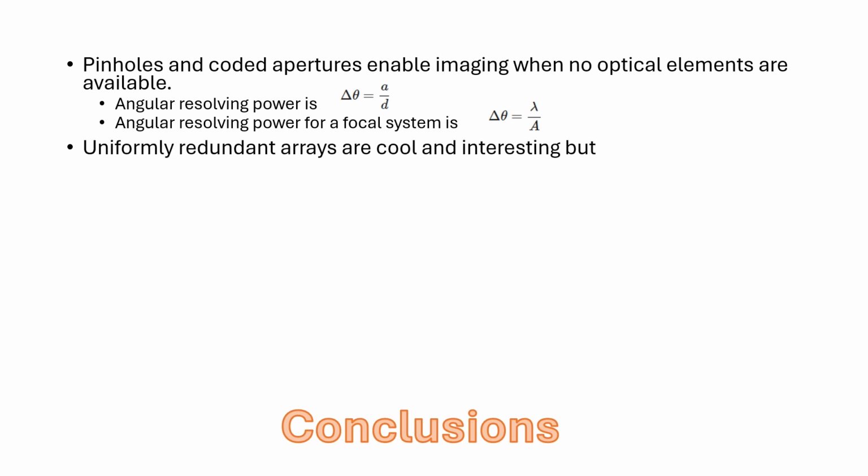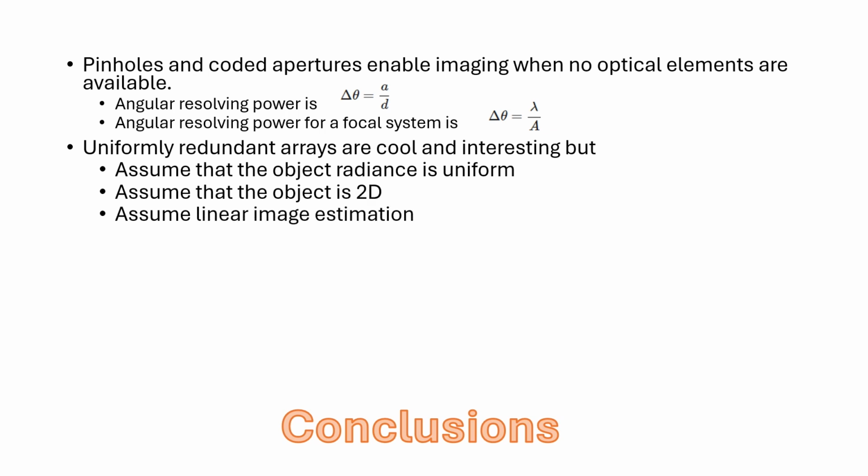Uniformly redundant arrays are very cool, very interesting kind of coding elements. It gets to the idea of could we make optimal codes, but they assume the object illumination is uniform. If we go to non-uniform illumination, we may find that quasi-random arrays are better. They also assume that the object is two-dimensional, which it's not. So the decoding structure of the uniformly redundant array doesn't work the same if the object is three-dimensional. They assume linear image estimation, which we actually never use anymore, so we may be able to find better codes.